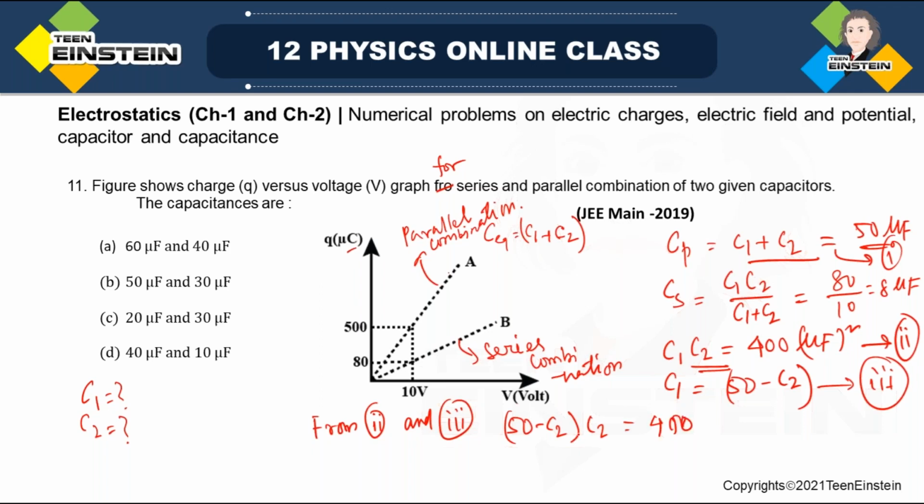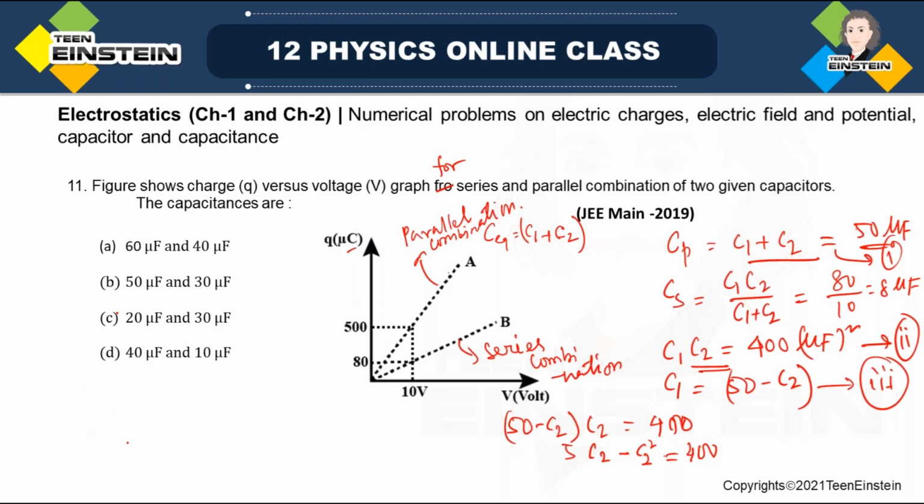Okay, now if we just multiply this, we can just get a quadratic equation. See, 50 C2 minus C2 square, and here it is 400. Then look what we are getting. We are getting an equation. I'll write this quadratic equation. Let me write it here somewhere. I'll just erase this part. So we have got a quadratic equation. We have to solve this to get C2.